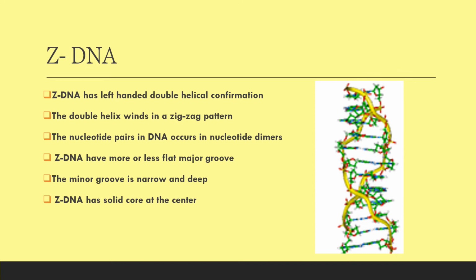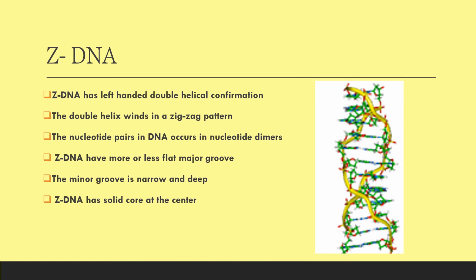And the nucleotide pairs in the DNA occur in nucleotide dimers. Hence we can see this type of shapes are formed in zDNA. zDNA has a more or less flat major groove and the minor groove is narrow and deep. The zDNA has a solid core at the center.